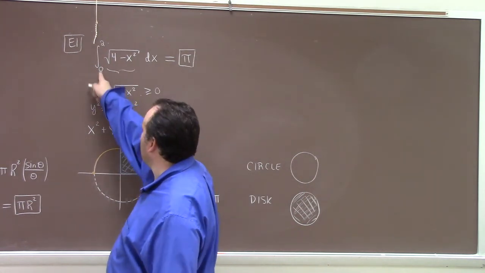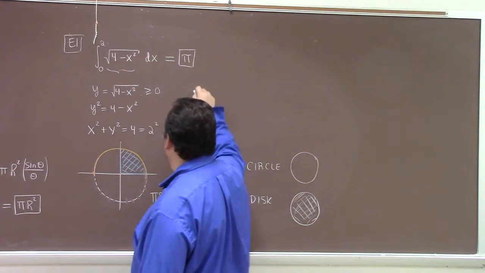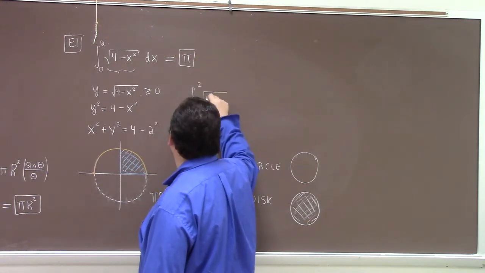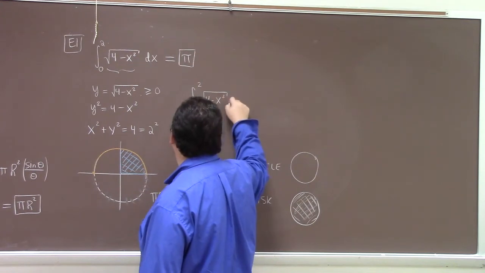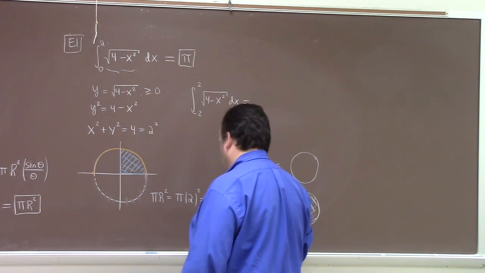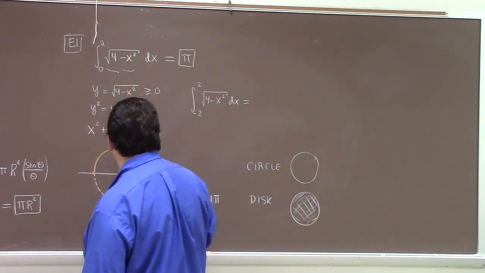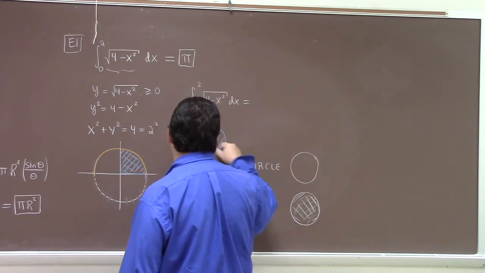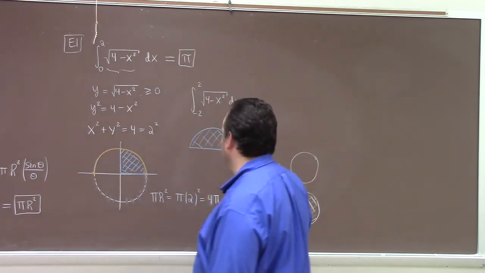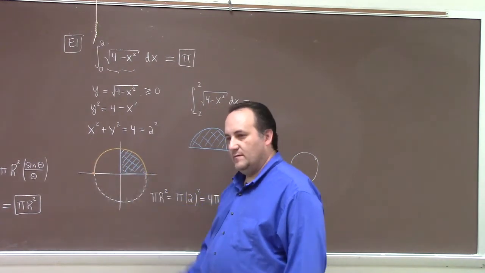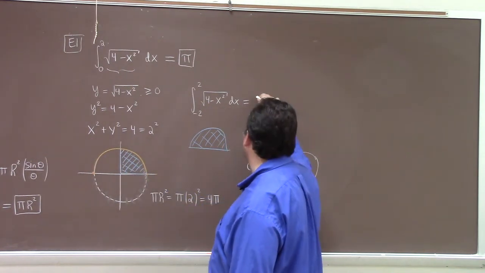Well, the question is why is it just that? The integral goes from 0 to 2. If I had the integral from minus 2 to 2, it wouldn't be 0, because that would be like this. It would be both halves. So yeah, 2 pi, right?